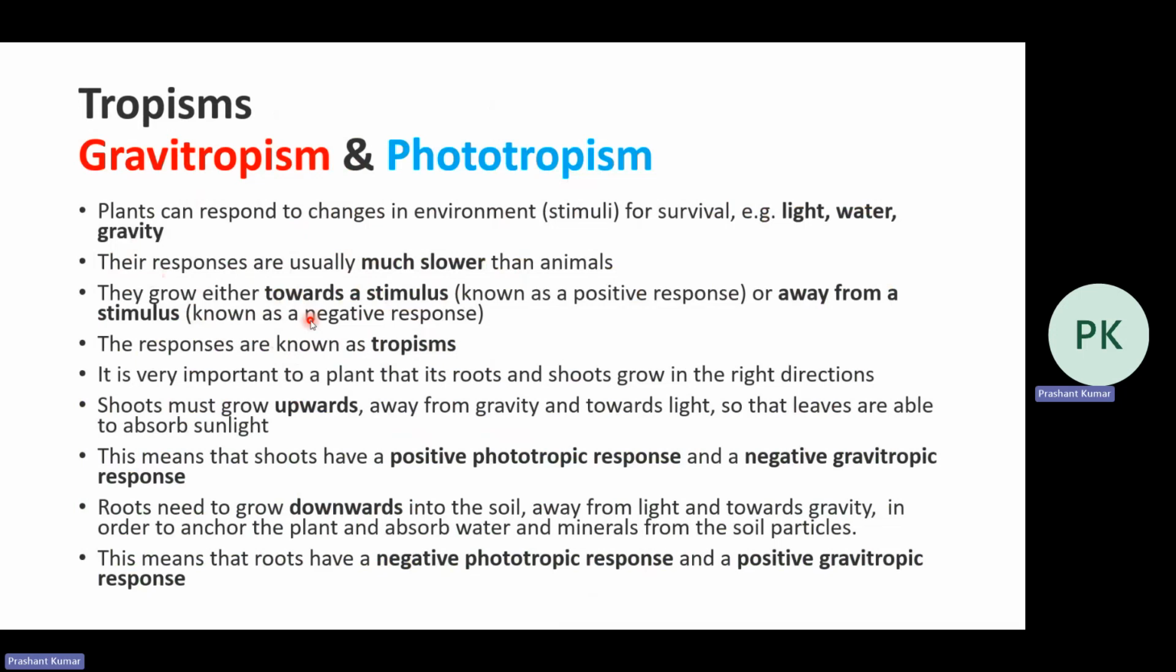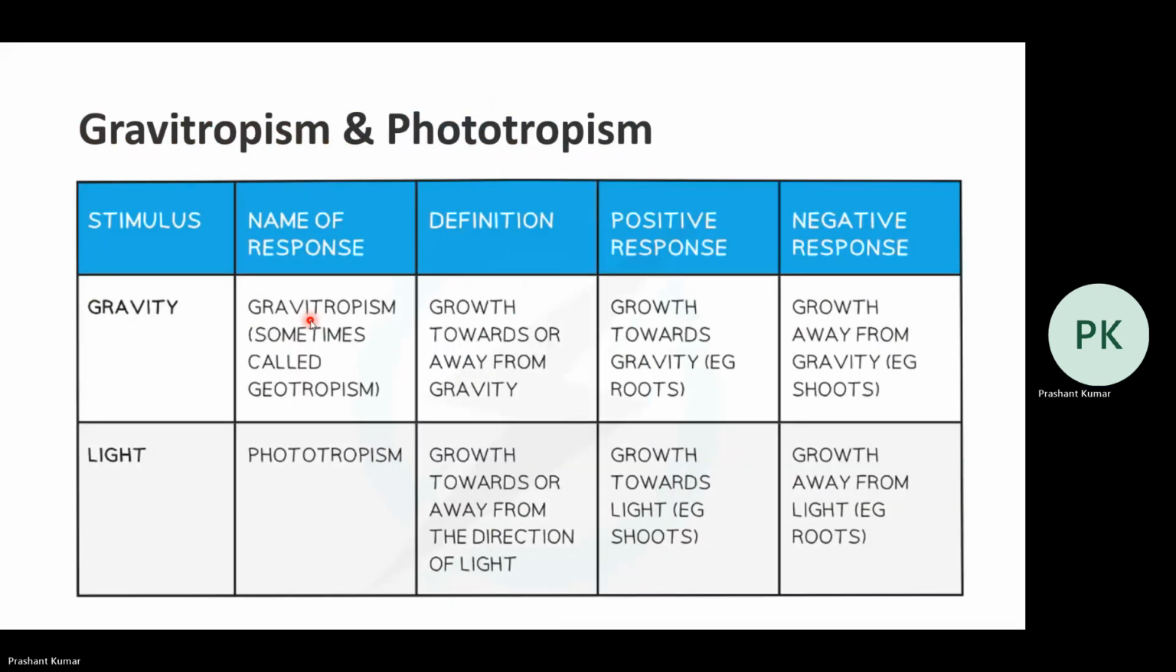That is very important. This means that the shoot has a negative geotropism response. At the same time, the root needs to grow downward into the soil, away from the light and towards gravity, in order to anchor the plant and absorb water and minerals for a longer time. This means that the root has a negative phototropism and positive gravitropism, right? So these responses are very important.